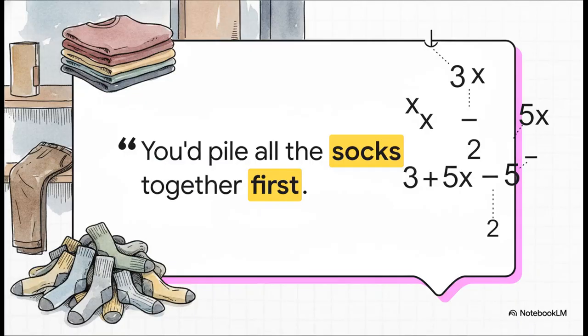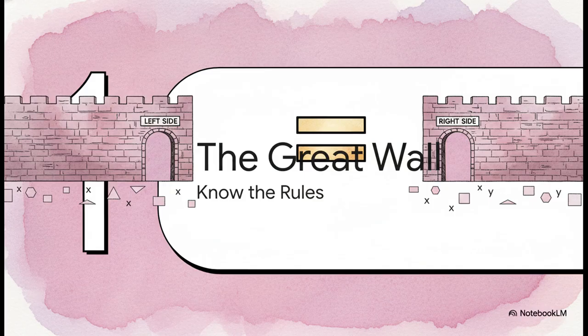I want you to think about it like this. Solving an equation is pretty much like tidying up a messy room, right? You wouldn't just pick up one thing at a time randomly. The smart move is to group all the similar things together first. You put all the socks in one pile, all the shirts in another. We're going to apply that exact same logic to algebra. Simplify first, then solve.